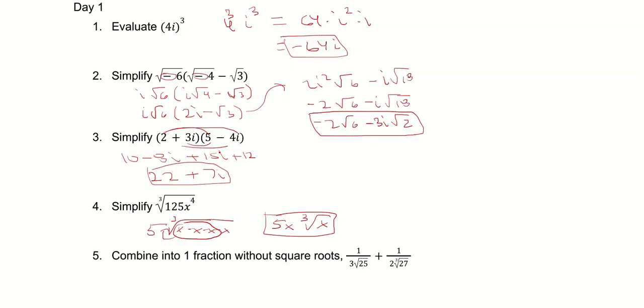For 5, we want to combine into one fraction without the roots. So let's simplify this. We have 1 over 3 times square root of 25, which is just 5. And then 1 over 2 times cube root of 27, which is just 2 times 3. And this is just 1 over 15 plus 1 over 6. You get a common denominator, but the trick here is because the numerators are both 1, you can do 15 plus 6 divided by 15 times 6. So that's 21 over 15 times 6. I'm just going to leave it like this. I can cancel out a 3. That's 7 and 2. So this will be 7 over 30.